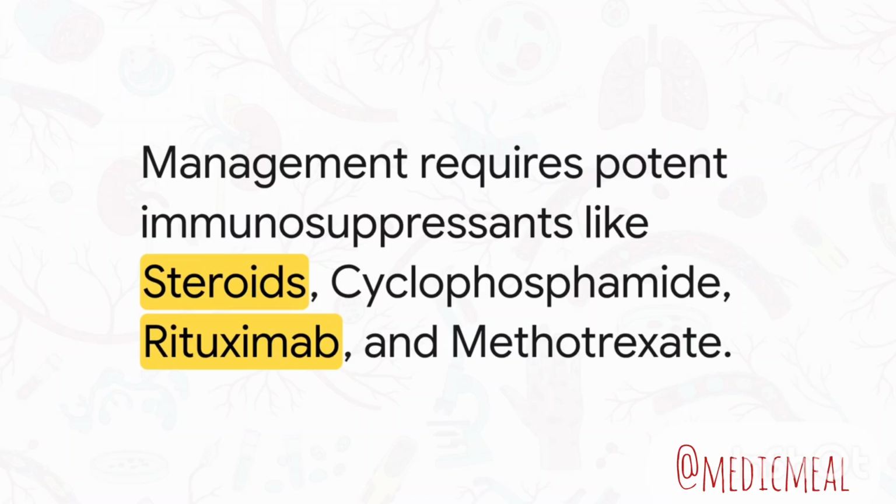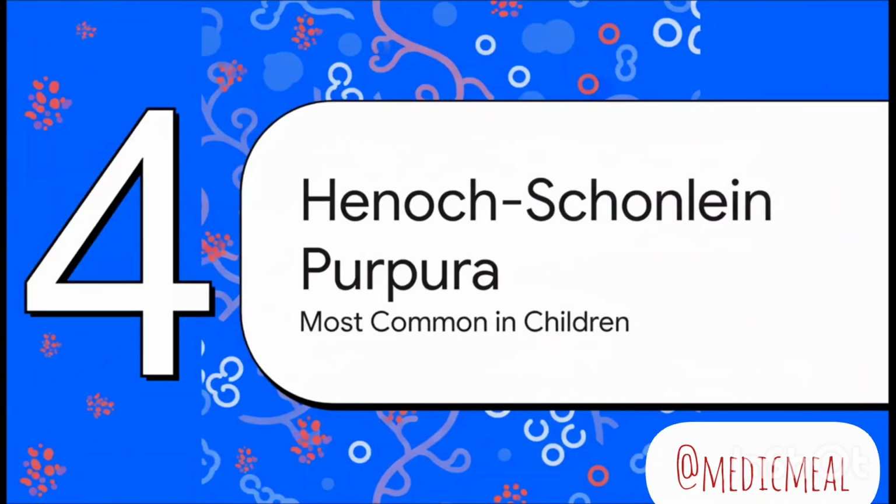Given how severe this condition is, you have to hit it hard with potent immunosuppression. The go-to treatments are high-dose steroids paired with heavy hitters like cyclophosphamide, rituximab, or methotrexate to get that autoimmune attack under control. Okay, let's switch gears. We've been deep in the world of ANCA-associated vasculitis.